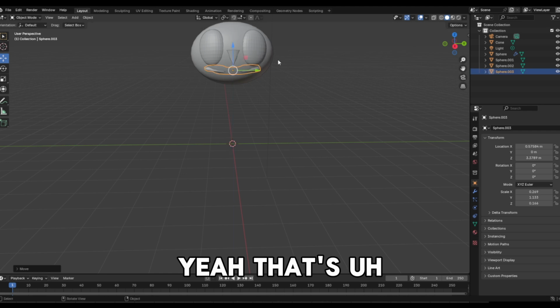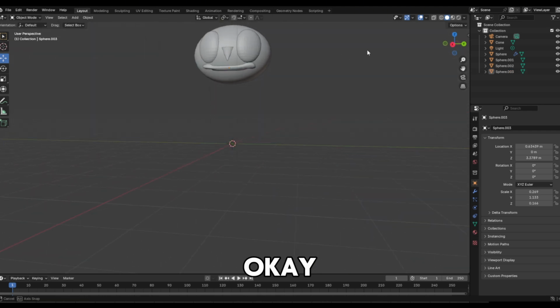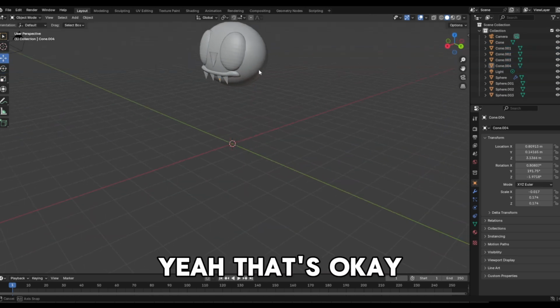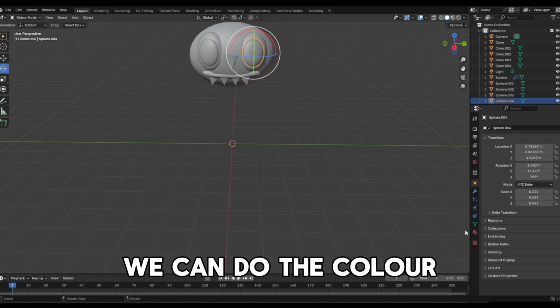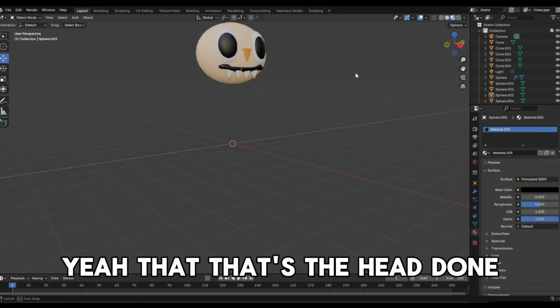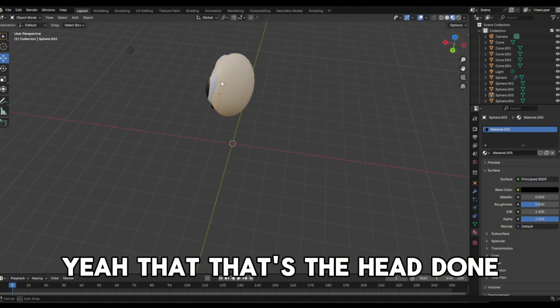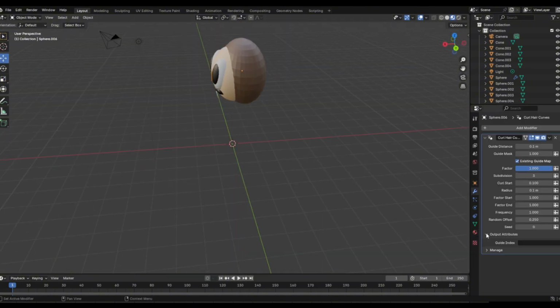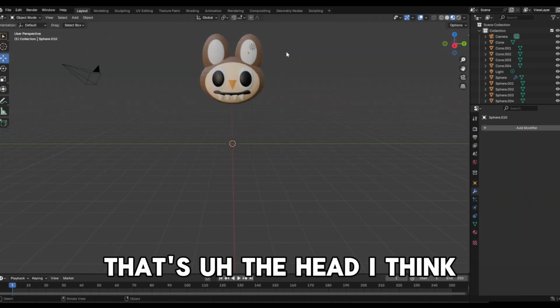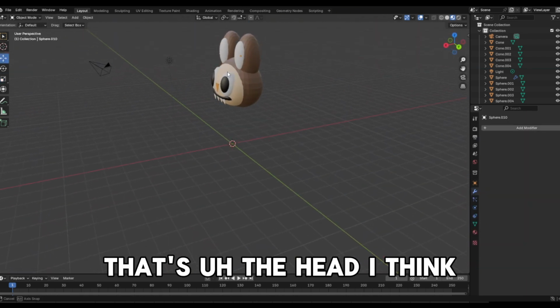Yeah, that's okay. Yeah, that's okay. We can do the color. Yeah, that's the head done. We're gonna make the other part of the head. That's the head, I think.